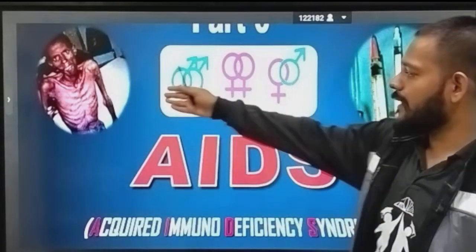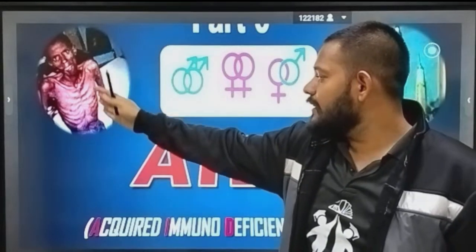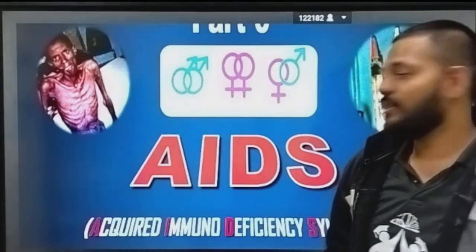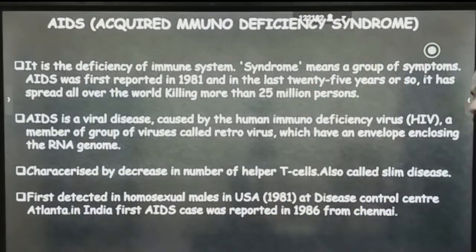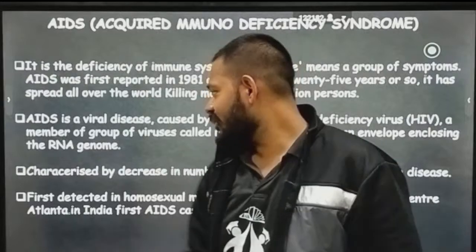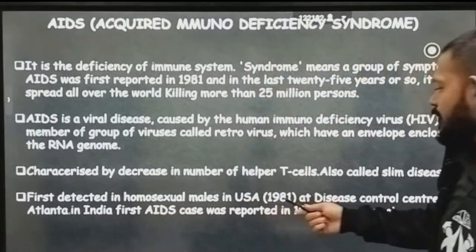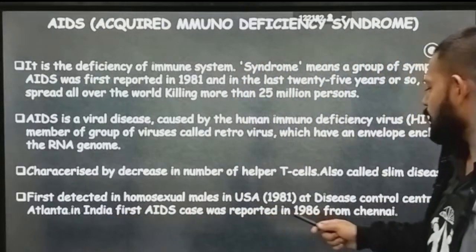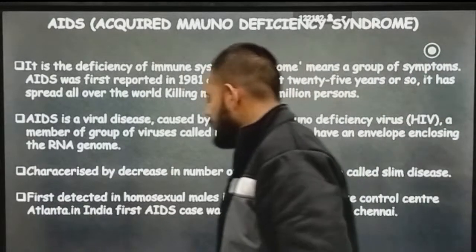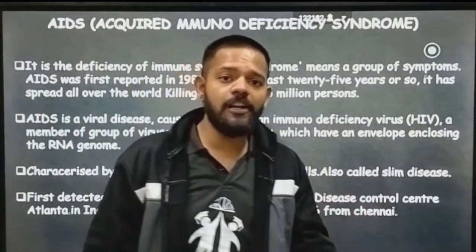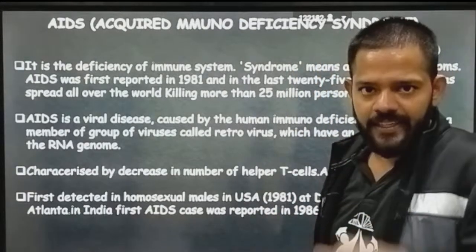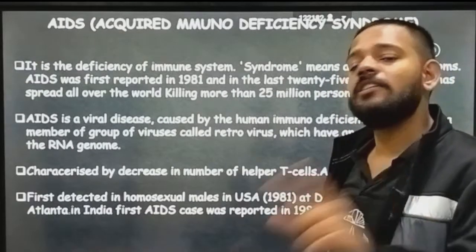You can see in this image, the person who is infected by AIDS, HIV, his body is reduced to nothing. It is just like a stick, a skeleton with a thin layer of flesh. That's why it is called slim disease. A person who has AIDS becomes slim and trim. It was first detected in a homosexual male in the USA in 1981, at the Disease Control Center in Atlanta. In India, the first AIDS case was reported in 1986 from Chennai.